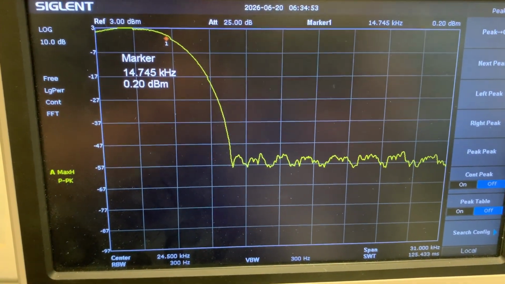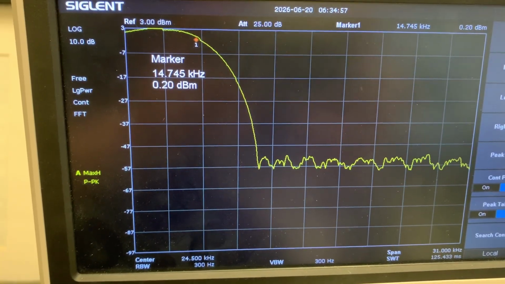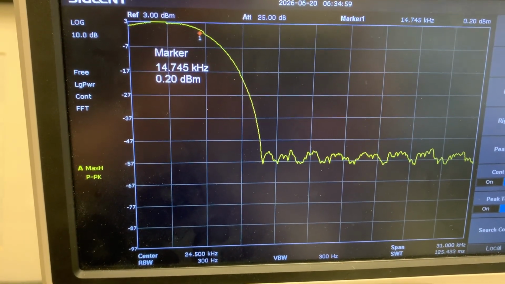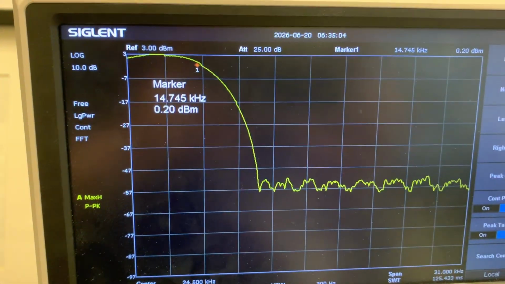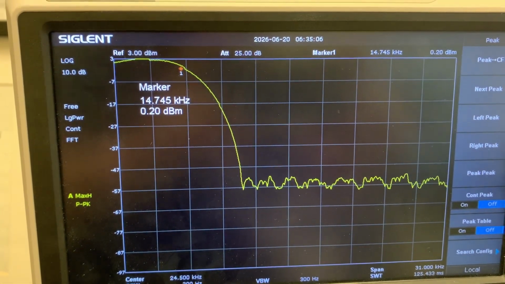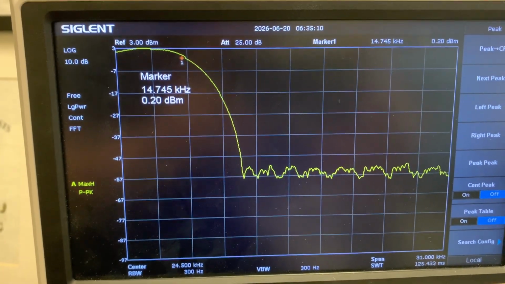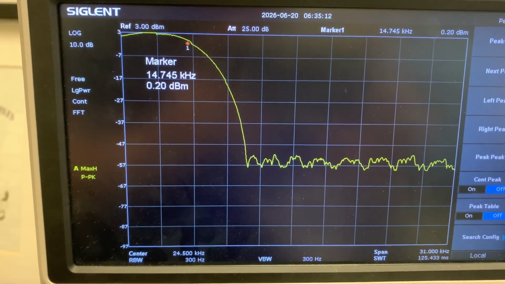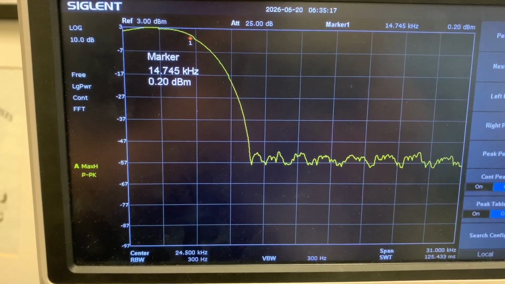Around 0 dB I don't have 12.5 kHz as I expected. I have 14.7 or 14.5, let's say, kilohertz. That's another thing: the simulation results don't always match the real life measurements, right? If you really need to get 12.5 as I expected, then we need to go back and tweak the coefficients and take the measurements again.